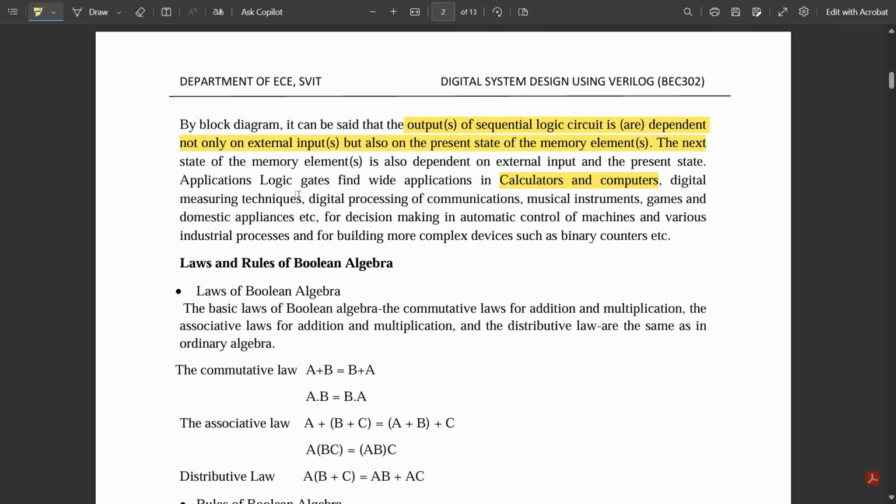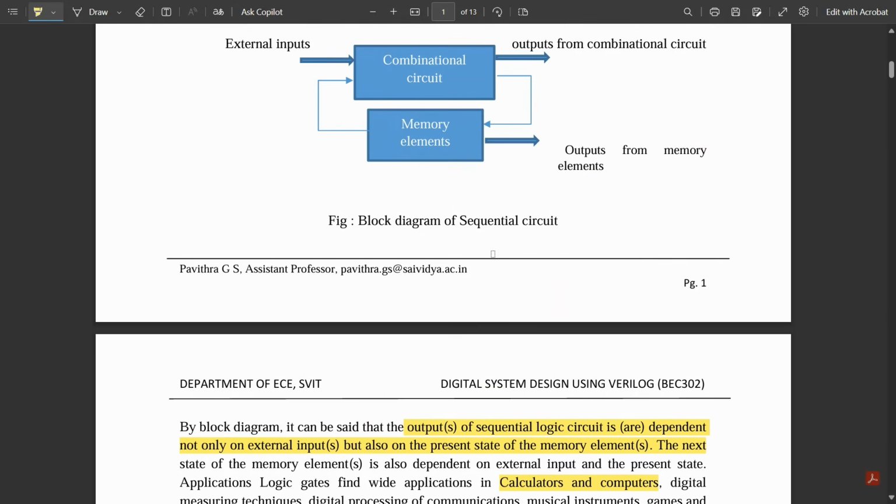Okay, for decision making in automatic control of machines and various industrial processes, and for building more complex devices such as binary counters, etc. So this is one logical example of a sequential logic circuit, that is, binary counters. These counters and all we are going to see in the upcoming module, that is module 3. So that's all for this video, guys.